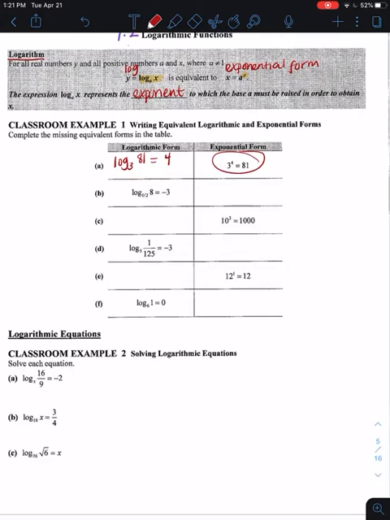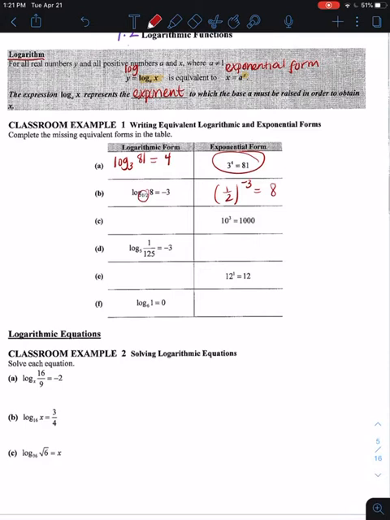And notice 3 to the 4th does equal 81. So going down to part B, log base 1/2 of 8 equals -3. Remember, logarithms equal your exponent. So here, the base of my logarithm is 1/2, so I'm going to write 1/2. The exponent is the -3, and that equals 8. And 1/2 to the -3rd power is equal to 8.